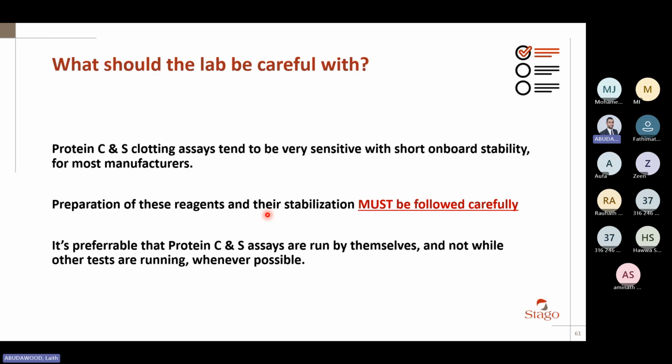So these assays are very sensitive. Ideally, we run them by themselves. So when you have a batch of protein C and S, you stop everything, you just run these, ideally. Some labs cannot do that because they're very busy, they don't have a backup instrument, all of that. But ideally, you would run them by themselves, a batch on their own. You don't run anything else with them. And this is ideally done after you maintain the analyzer, make sure it's clean, because again, these are very, very sensitive assays.